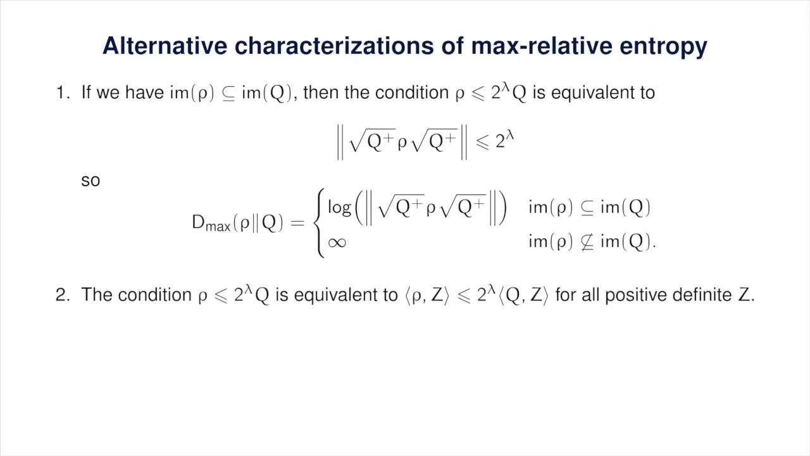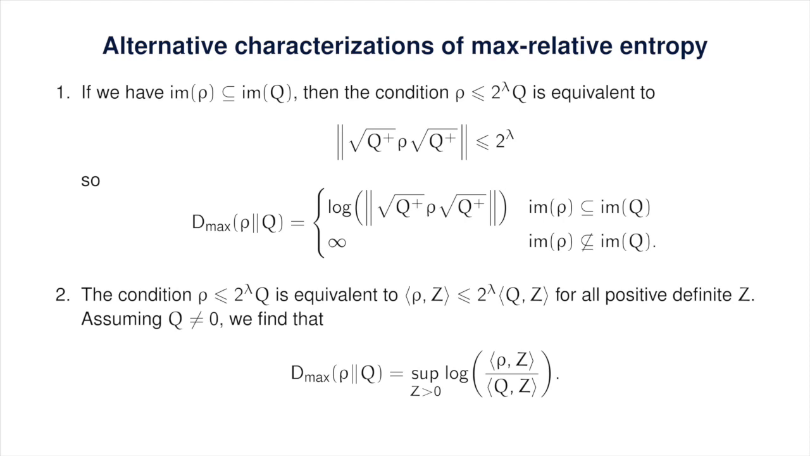For the second alternative characterization of the max relative entropy, we note that the same operator inequality that we had before is equivalent to saying that the inner product of ρ with z is at most 2 to the lambda times the inner product of q with z for every positive definite operator z. And from that observation, and assuming that q is non-zero so that we're not dividing by 0, we find that the max relative entropy of ρ with respect to q is equal to the supremum over all positive definite operators z of the logarithm of the ratio between the two inner products that we just mentioned.